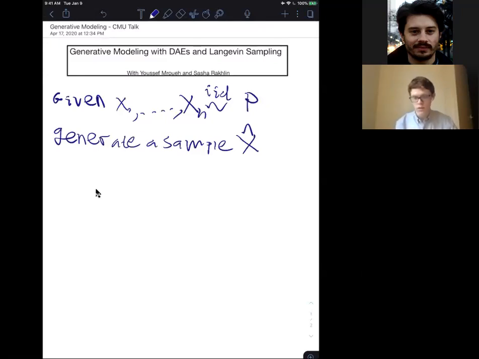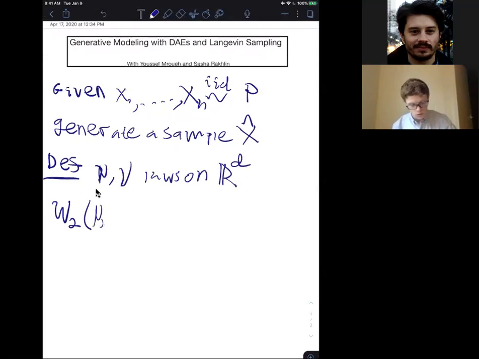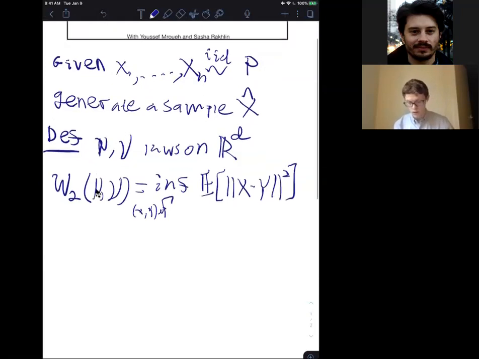And so the closeness that we're going to be talking about is the Wasserstein distance. So just in case anyone needs a refresher, if mu and nu are laws on R^d with finite second moments, then we define W2 of mu, nu as the infimum over all couplings gamma of the expected squared norm of x minus y, where (x, y) are distributed according to gamma and the marginals are mu and nu. I think this is pretty standard.